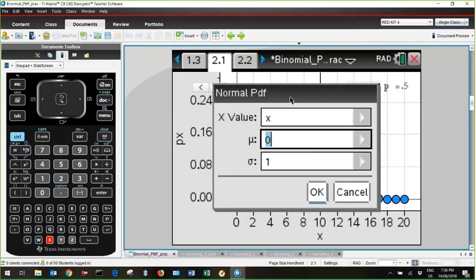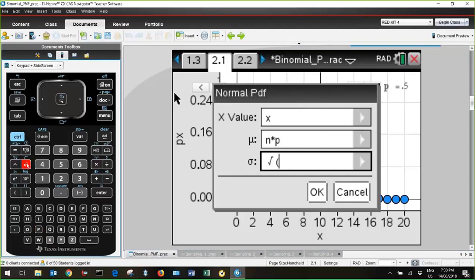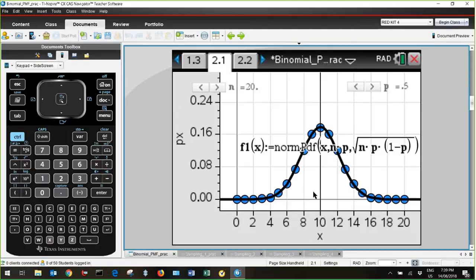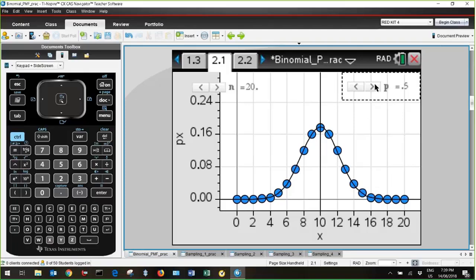Now, I've already convinced students it's N times P as the mean. And now for this, for today's purposes, I'm just going to accept that it's the square root of N times P times 1 minus P. And bingo. So that seems to fit pretty well, at least when P is 0.5. But actually, it's pretty good anyway.